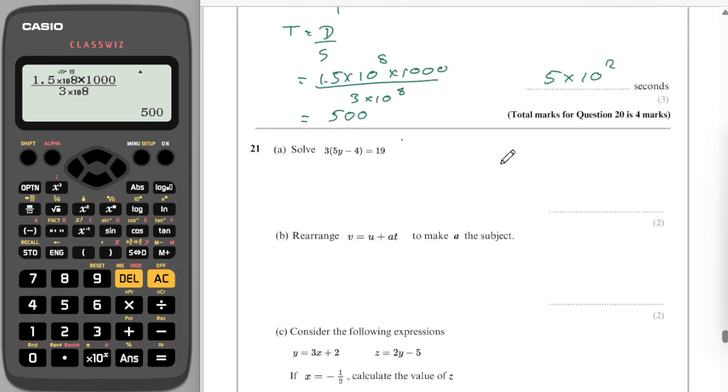Okay, question 21, solve. To solve this, I'm going to expand the bracket. So that's going to be 15y minus 12 is equal to 19. Plus 12 on both sides. So 15y is going to be equal to 19 plus 12, which is 31. So y is going to be equal to 15 goes into 31 twice fully with 1 left over. So it's going to be 2 and 1/15.